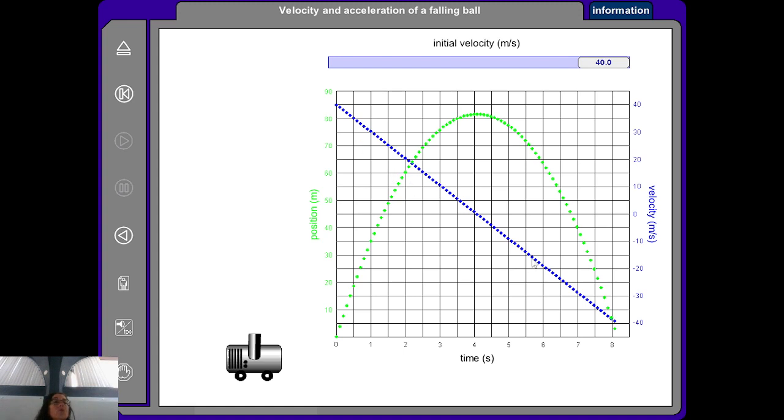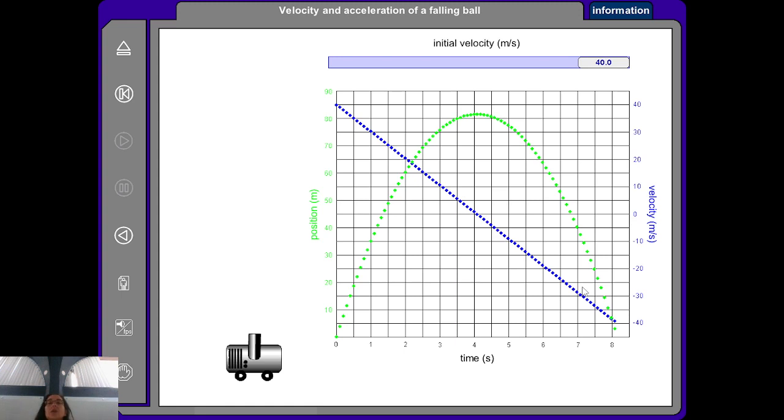So in blue, they are trying to save space, so they did two graphs on the same page. But in blue here, you have the velocity. So it starts at 40, 30 after 1 second, 20, 10. What's happening here? Stops. Before it was going up because it's positive. Now it's moving down because it's negative, and it speeds up again.